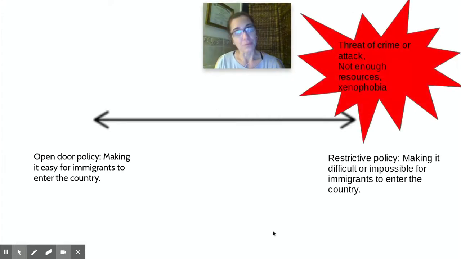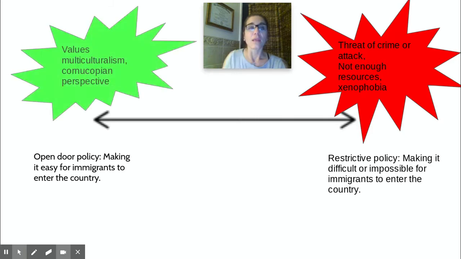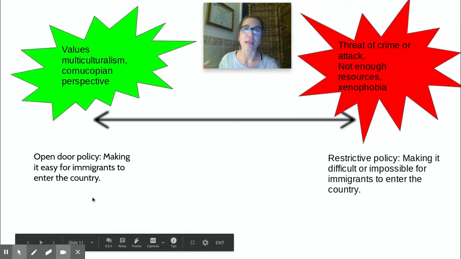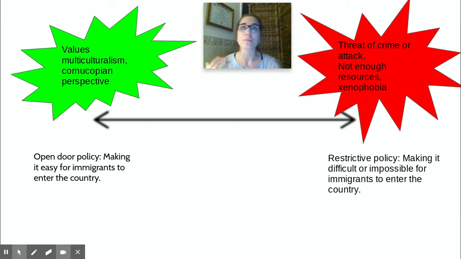When a country has mostly restrictive policies, making it difficult for immigrants to come in, it's usually because there is a threat of crime or an attack, or they're concerned that they don't have enough resources to sustain people's standard of living. Or it could be because of something called xenophobia, which we're going to talk about in just a minute. If a country has an open door policy, it likely values multiculturalism, or the belief that countries and places are better the more different cultures are celebrated.